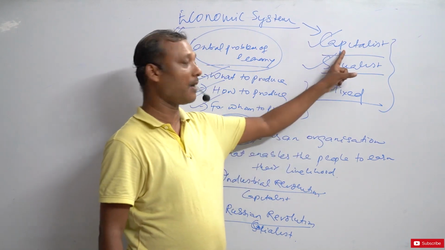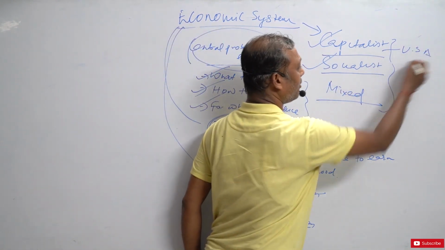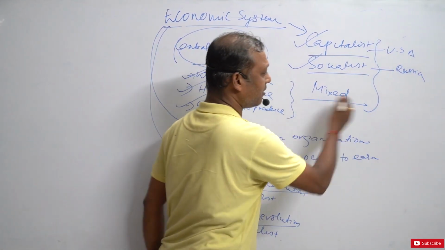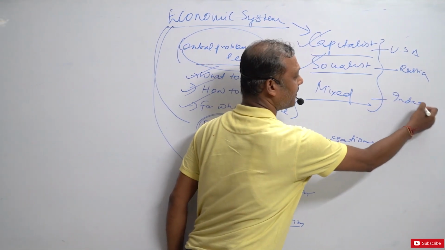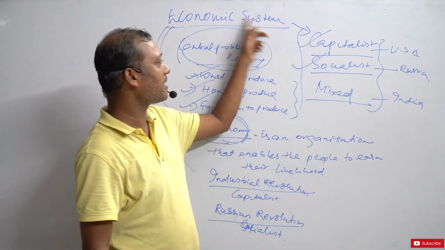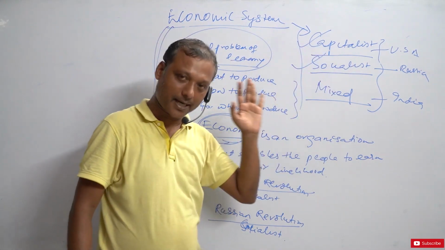And if you talk about capitalist economy, then your USA comes. If you talk about socialist economy, your Russia comes. And if you talk about mixed economy, your India comes. So this is the clear-cut picture about the different types of economic systems. America is an example of a capitalist economy.